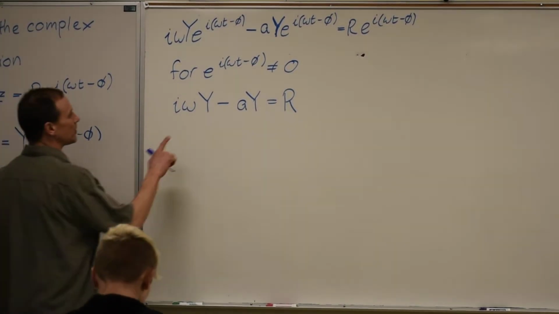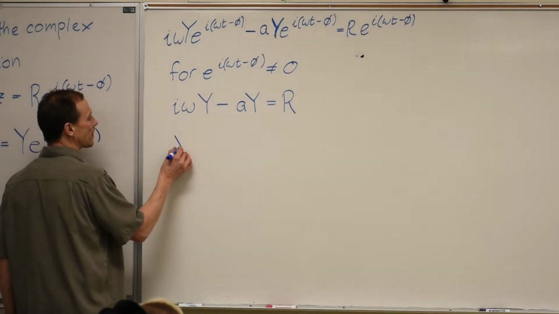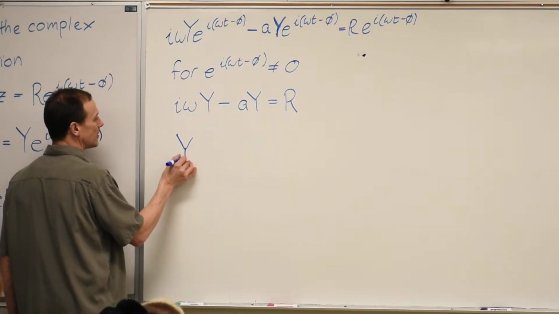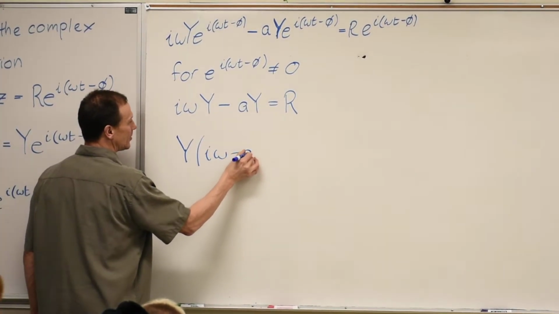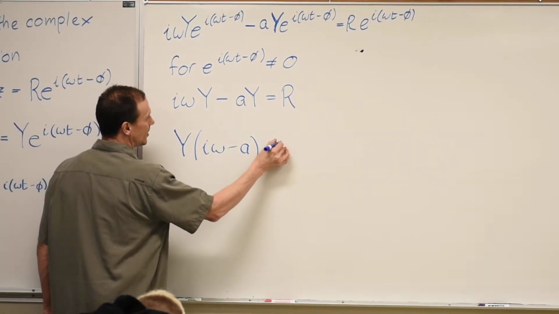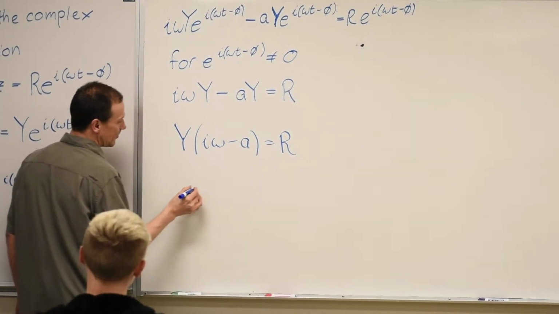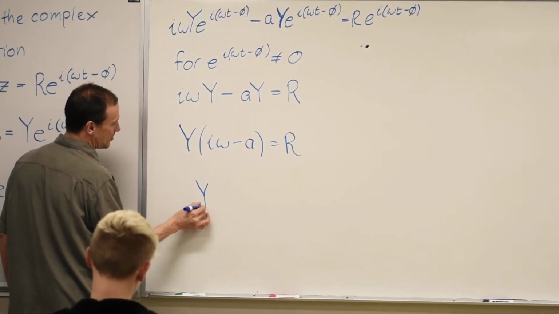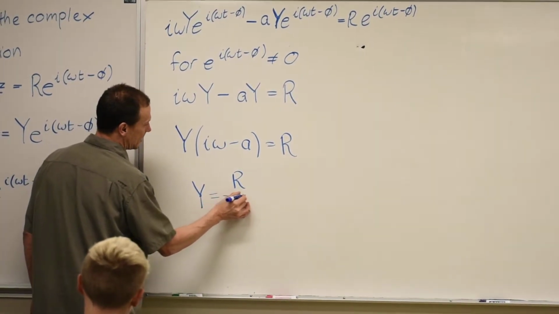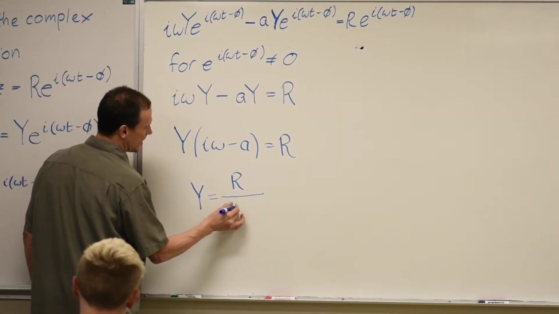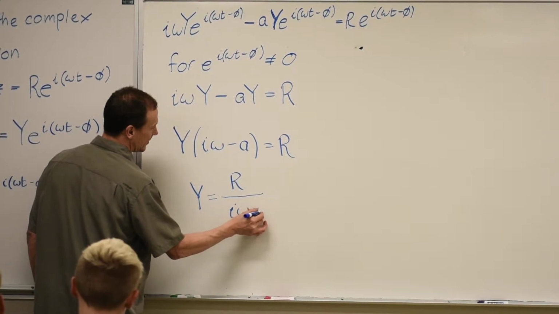Solve for Y, so I'm going to factor the capital Y: (iω minus lowercase a) Y equals R, and we can write that capital Y is capital R divided by iω minus a.